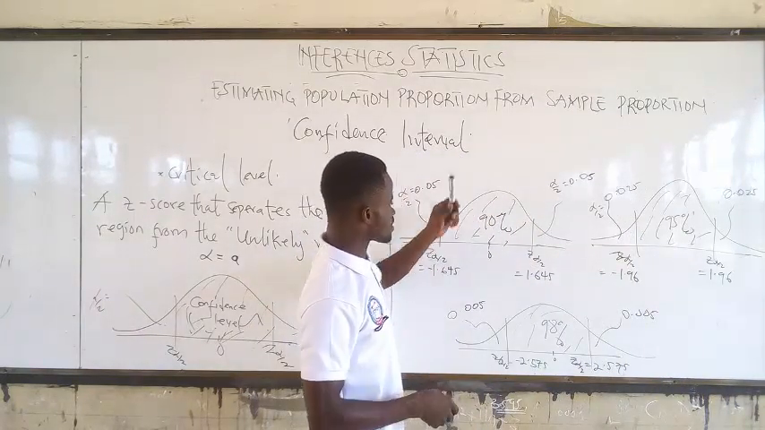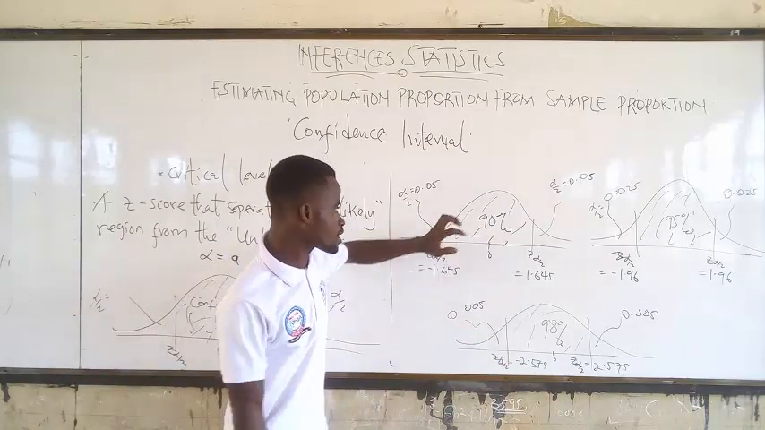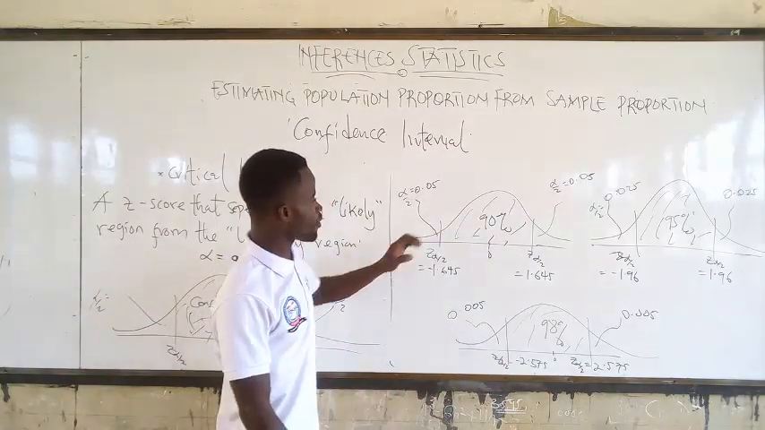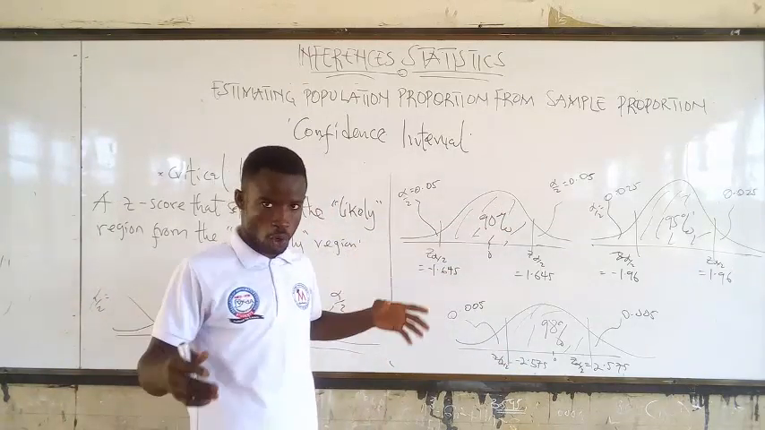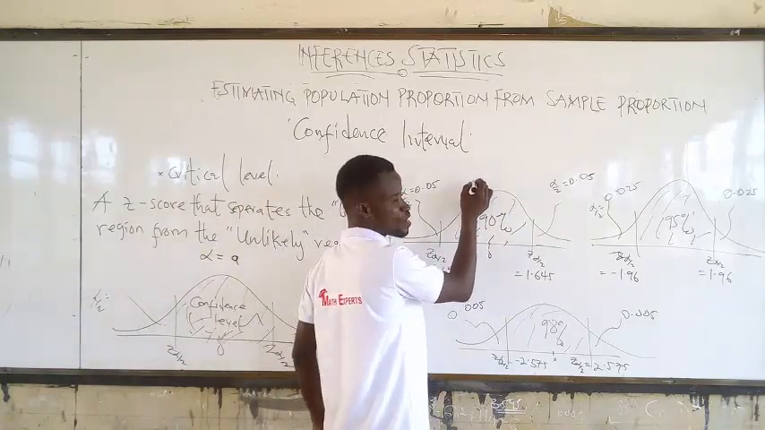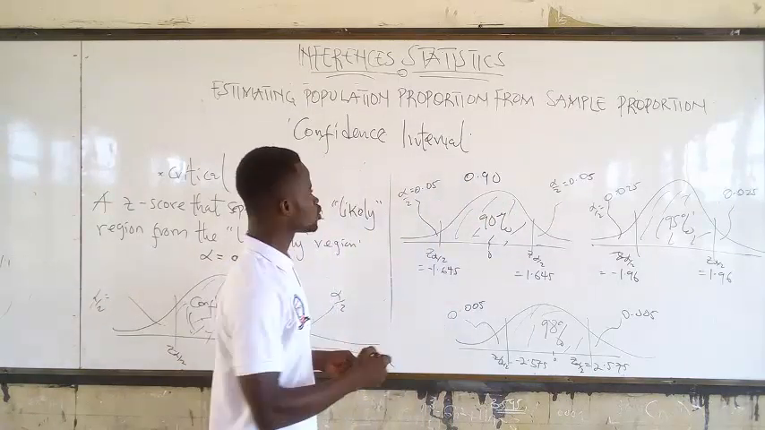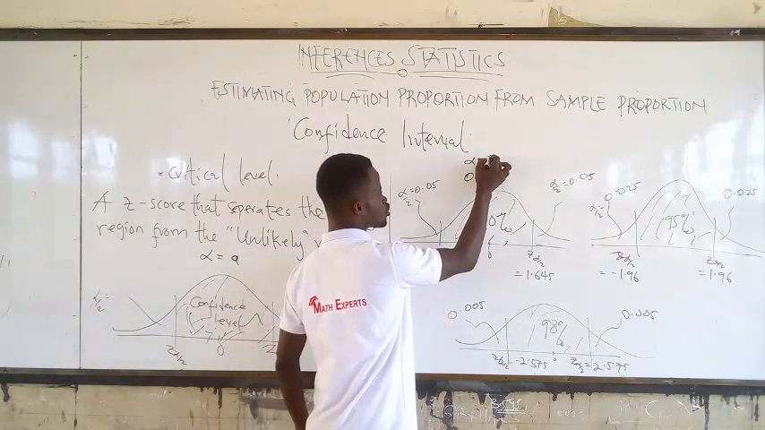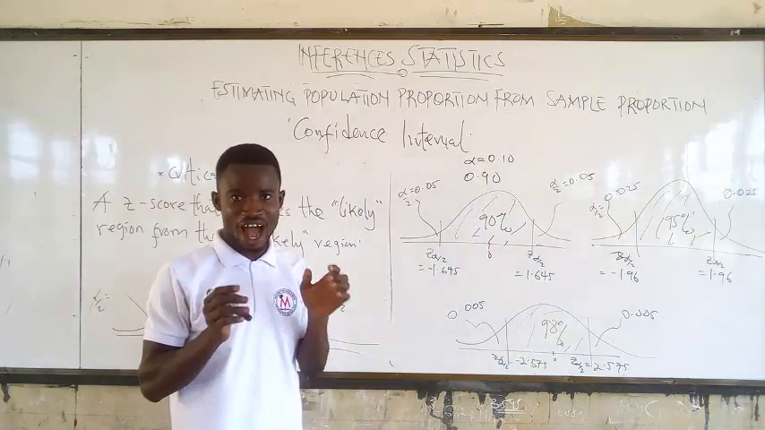So let's come back to this. Here we are 95% sure. So you see where the confidence level is. Here we are 95% sure. If you are 95% sure, that is the same as 0.90, right? So that means your alpha level would be 0.10. That will be your alpha level.